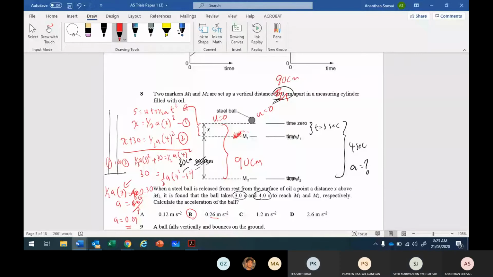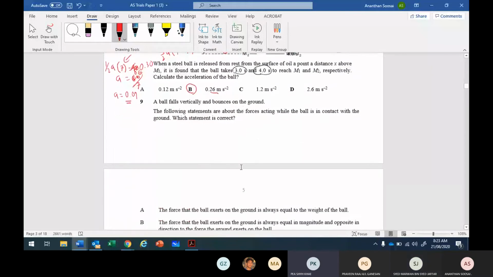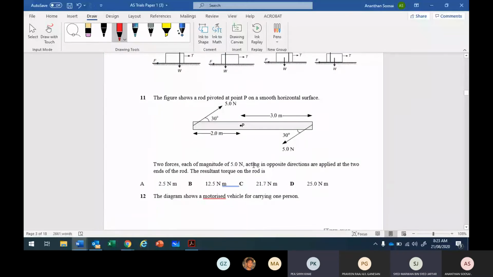Okay, go to the other question, question 11. A rod is pivoted at point P on a smooth horizontal surface. Two forces, each of magnitude 5 Newton, are applied at the two ends of the rod. It's asking for the resultant torque on the rod.